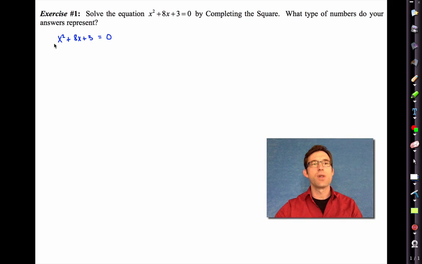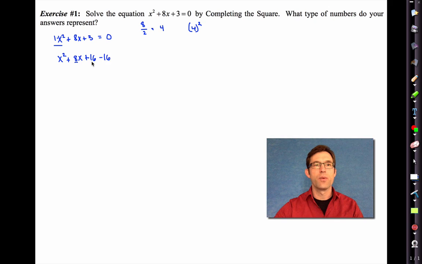Remember how we do this. As long as a is equal to 1, the leading coefficient, which it is, what we do is we take the first two terms, x squared plus 8x, we look at our 8, we divide it by 2, which gives me 4, and then we take that 4 and we square it, and we add that on. Now, in order to add on absolutely nothing, what we do is we add and subtract 16 right away.